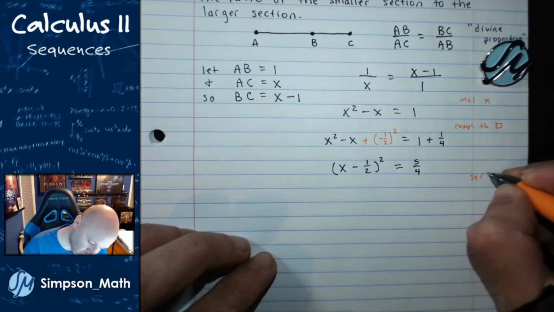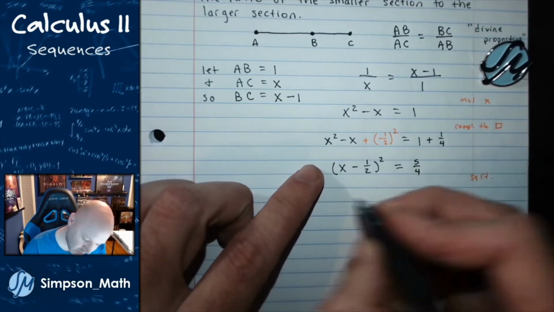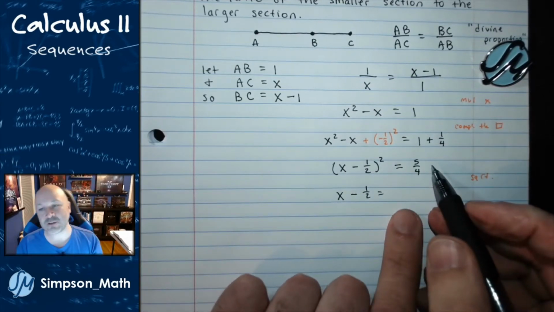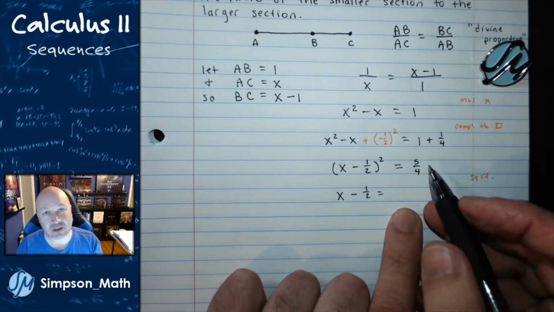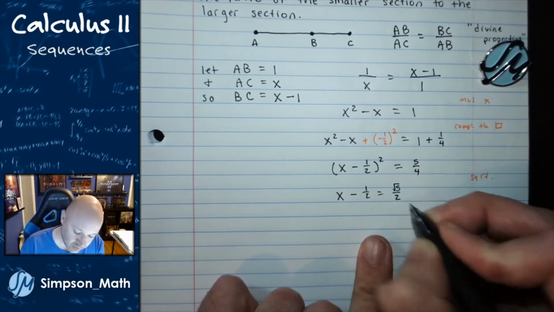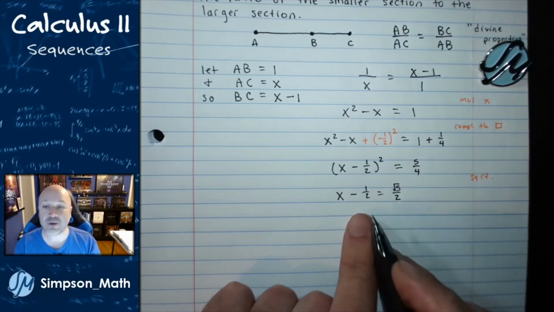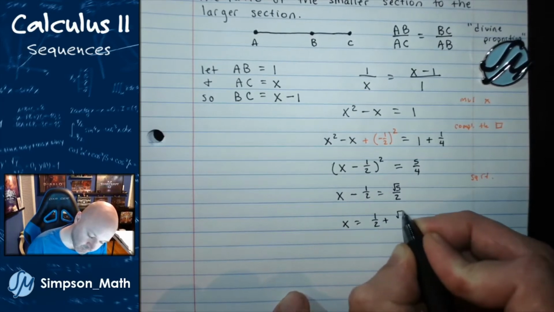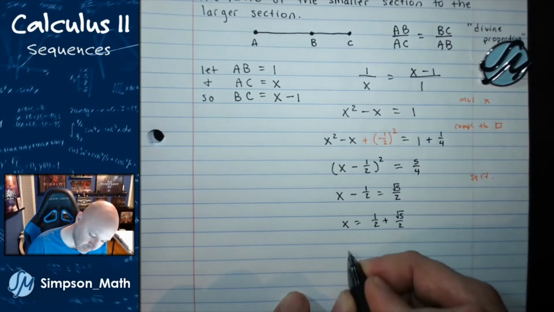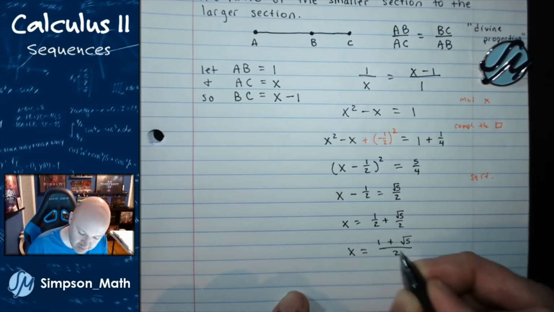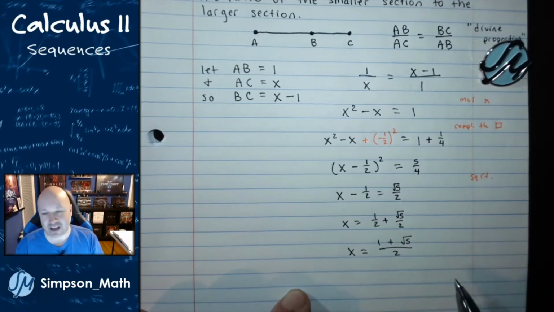On the left, the square kind of undoes itself, of x minus 1/2. On the right, I could take the square root of the numerator separate from the square root of the denominator. It's an old exponent property. So I have the square root of 5 over 2. They have a common denominator, so when I add them over, that's going to be nice. And I get x equals 1 plus root 5 over the common denominator 2. This value is the golden ratio.